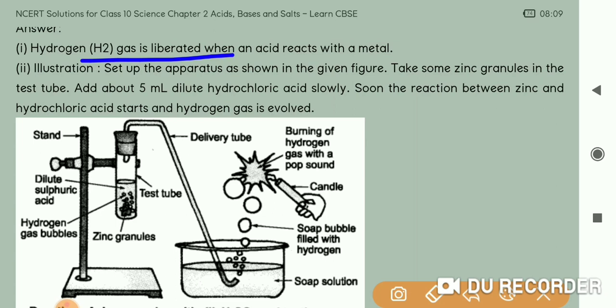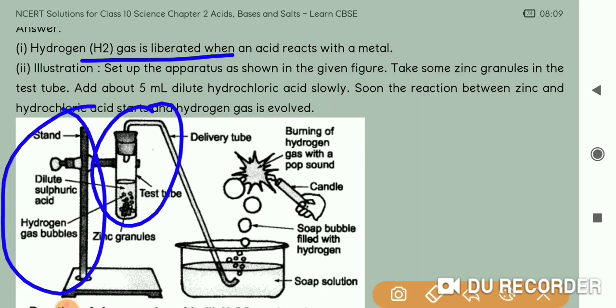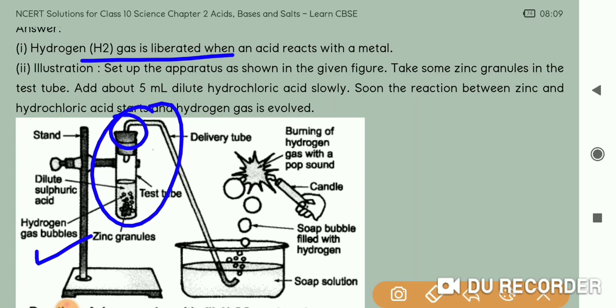Set up the apparatus as shown in the figure below and take some small zinc granules in the test tube. Now see here, test tube is there. This is a test tube which is attached to a metal stand. This is a metal stand. Okay, metal stand को attach किया हुआ. Then the test tube is fixed with the rubber cork.